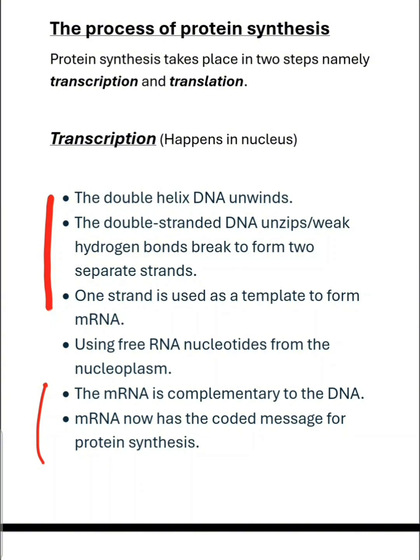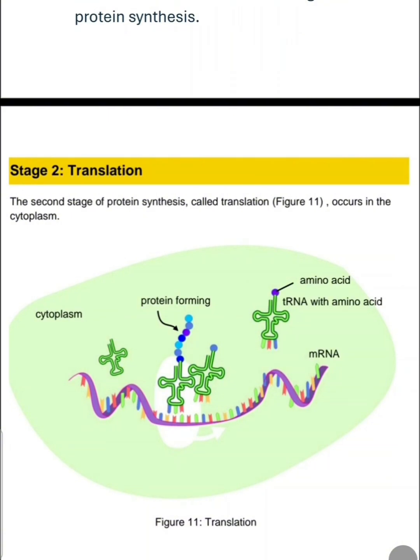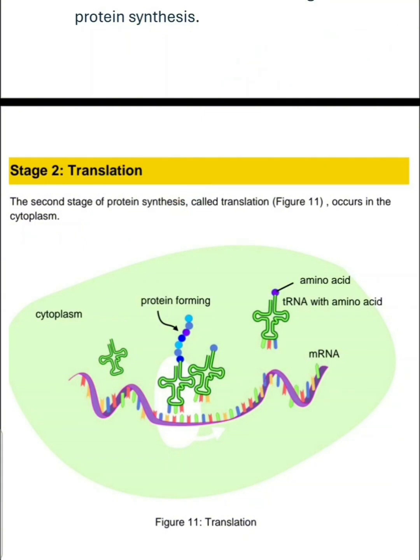So yeah, and then it's very simple because it's the same process as DNA replication, there are only minor changes. Okay, now let's move on to translation. Translation is the second stage of protein synthesis. Transcription occurs in the nucleus, and translation occurs in the cytoplasm. You should know the difference.